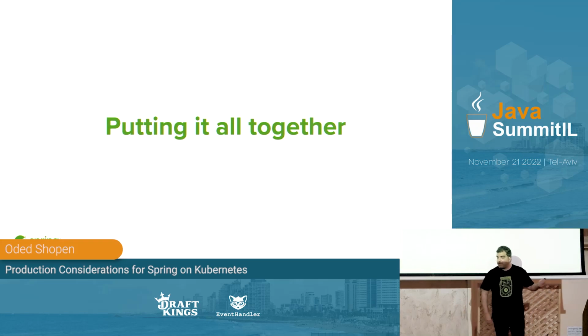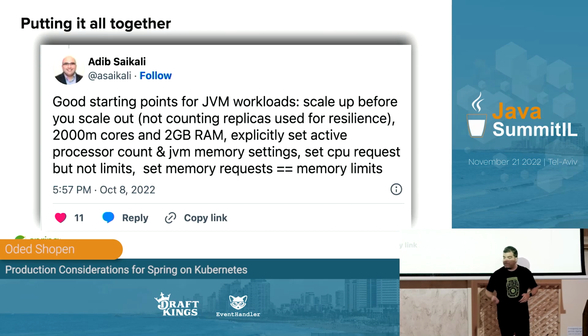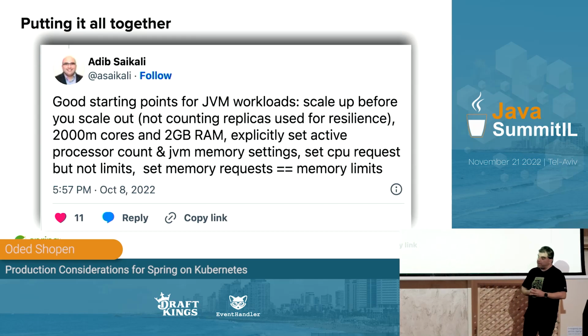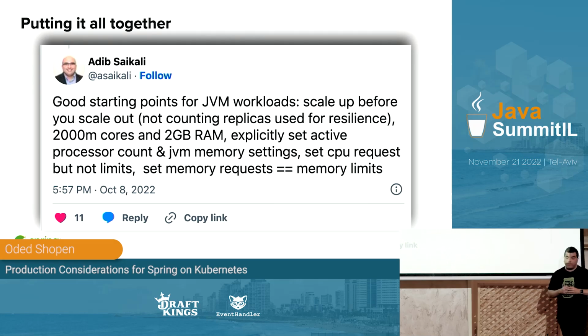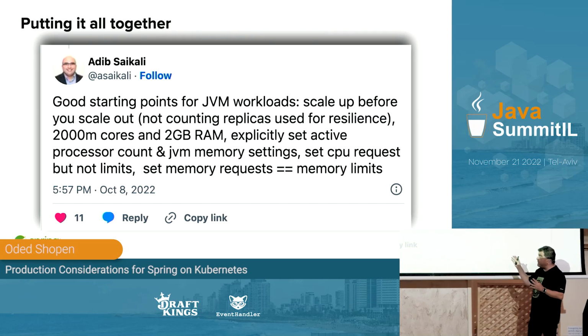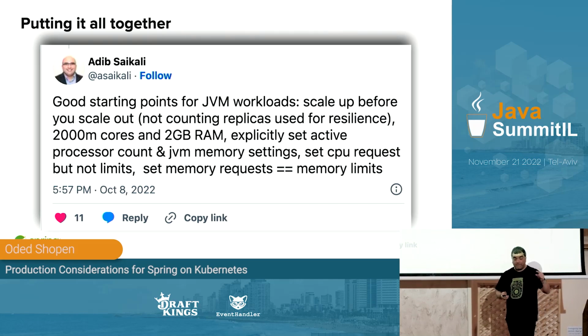So putting it all together, this is from my colleague, Adib Saikali, who has a very good summary of most of what I said right now. A good starting point for JVM workloads is to scale up before scaling out. Not talking about resilience, of course. Set like 2 vCPUs and 2 gigabytes of RAM. Set active processor count yourself. Set the JVM memory settings the same for request and limit. And you're good to go, right? And do not set CPU limits. That's basically all you have to do to get a good starting point for your application after profiling it correctly.